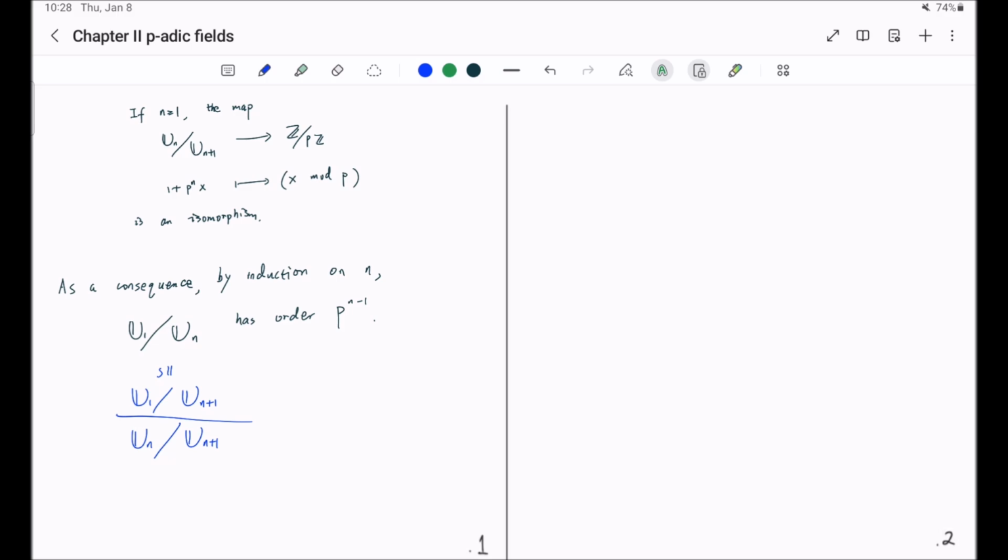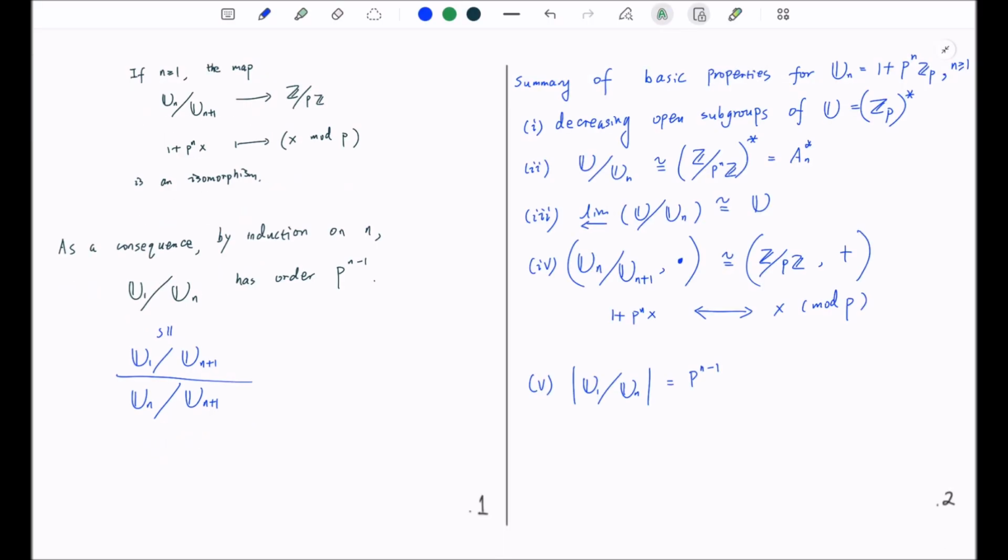Finally, let us summarize all the properties that we have obtained in this section. And you can pause here and take a screenshot of this. There are 1, 2, 3, 4, 5 properties for the filtration formed by the subgroups U sub n's.